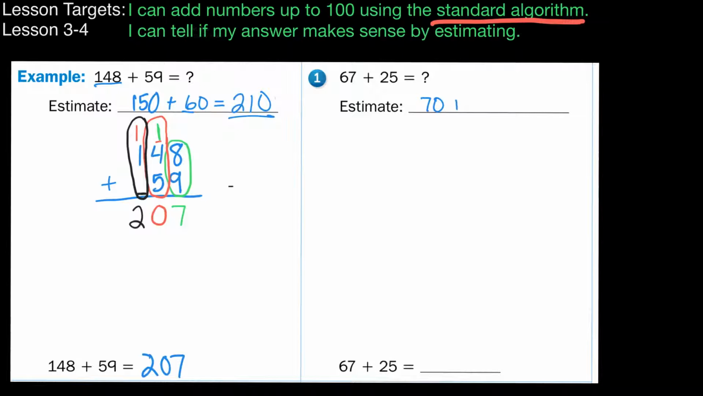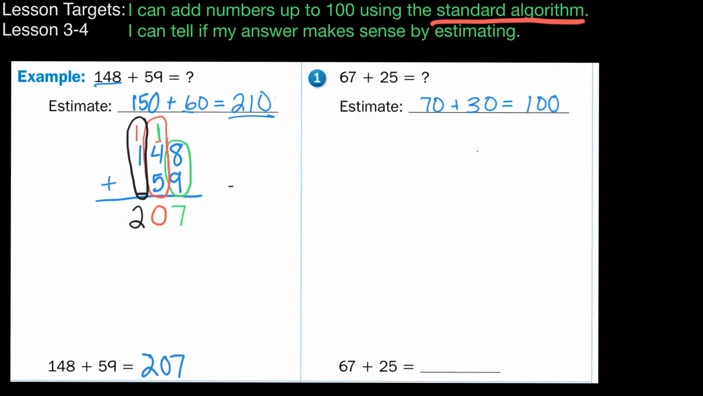25 rounds up to 30. If at any point when we're solving this, if you need to catch up, just press pause. 70 plus 30 is 100. So now that we've got our estimate done, now we can stack it.